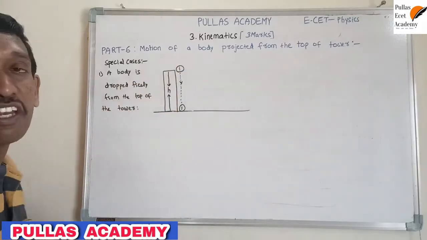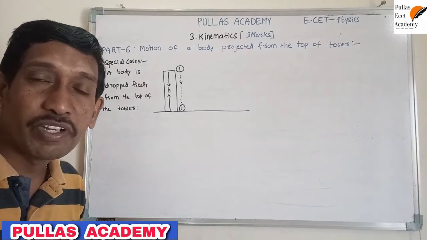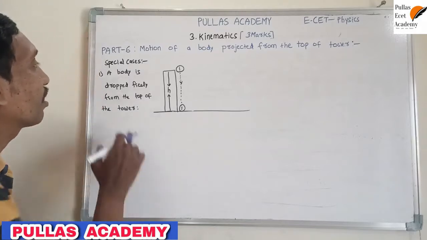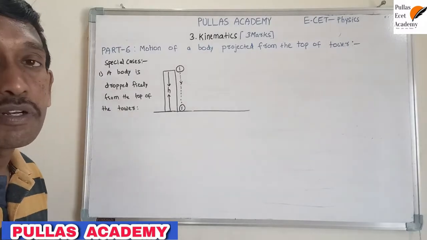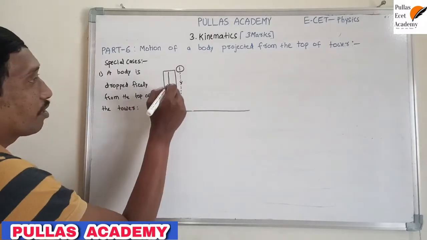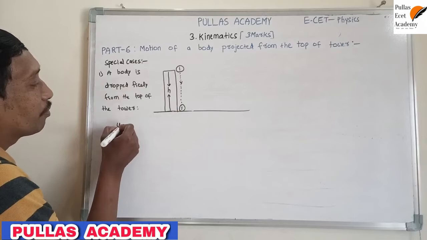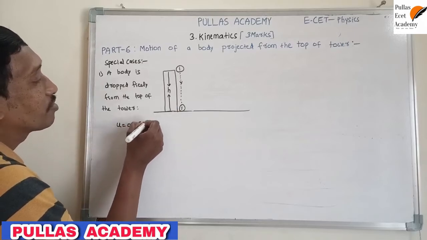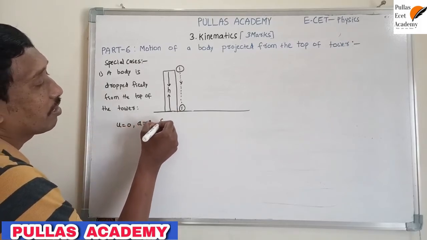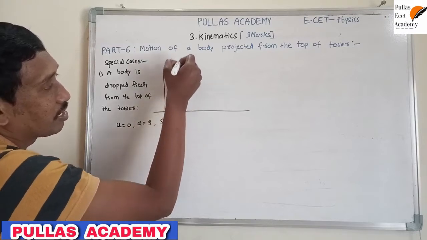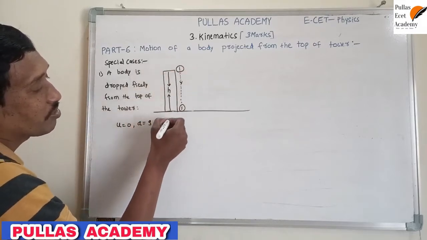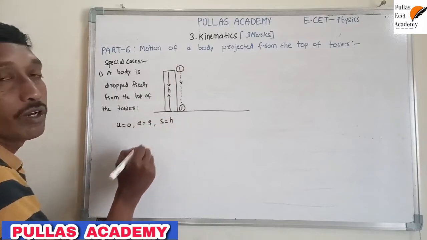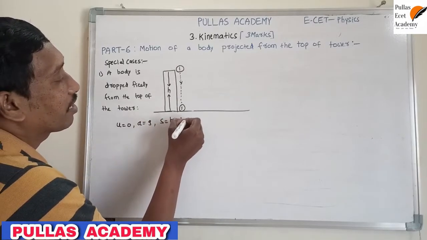That means this is a freely falling body. Already in the previous video we constructed this, that's why I understood directly. A body is dropped freely from the top of the tower. What is the expression for the height of the tower? Here for this freely falling body, u is 0, a is equal to g. It is displaced downwards and moving downwards, that's why s is equal to h. Next, the time taken I consider t.